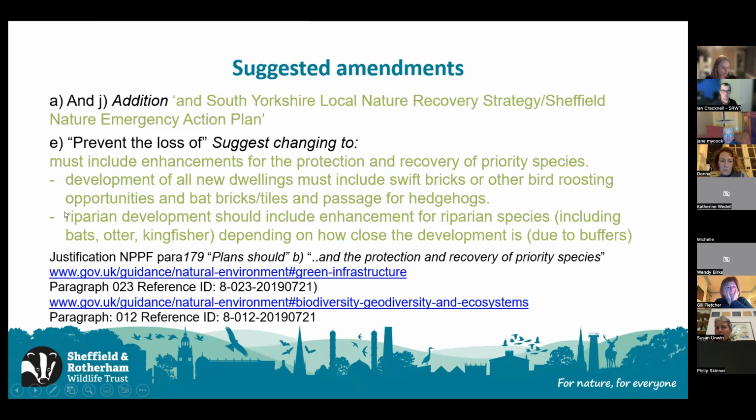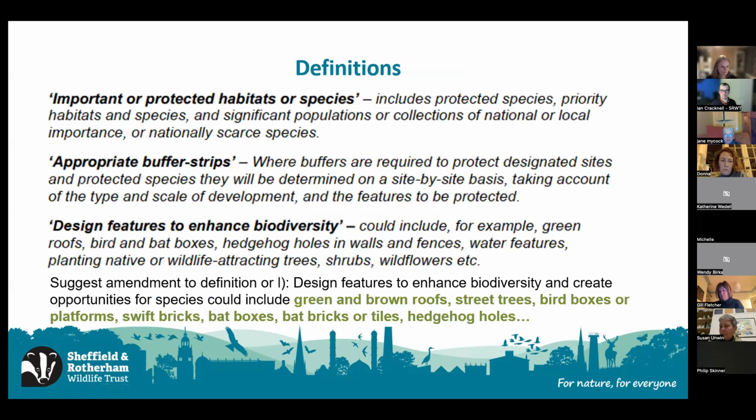It's also something we've noticed over the years, riparian developments often don't think about species. Actually, quite some of the riparian developments have a good buffer, but if they don't, they really need to think about species, and some justification around that. So that's something to think about as well, species. And in the design features to enhance biodiversity, we think there could be a bit of a stronger, a bit bigger list there. You know, brown green roofs, street trees, etc., swifts, bat boxes.